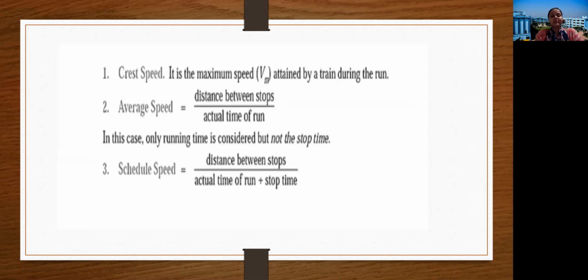Average speed is the distance between stops divided by the actual time of run. And schedule speed is again very important in terms of your exam. Schedule speed is the distance between stops divided by the actual time of run plus stop time. Stop time means the time a locomotive spends in the station between two stops. Whenever the locomotive stops, that particular time is also counted in schedule speed. So these are the three different types of speed: crest speed, average speed, and schedule speed a locomotive has.